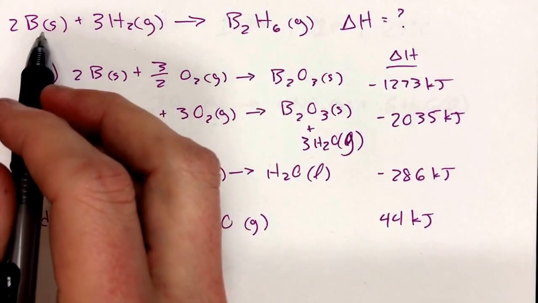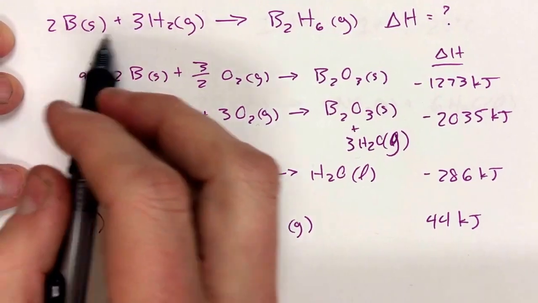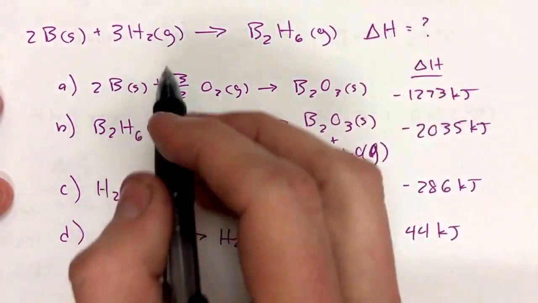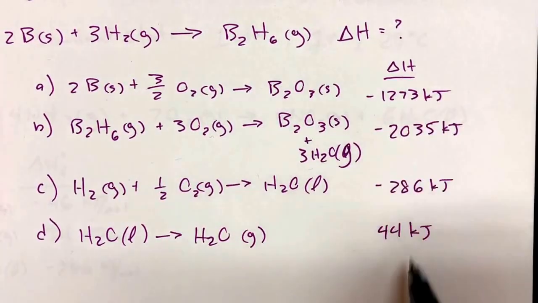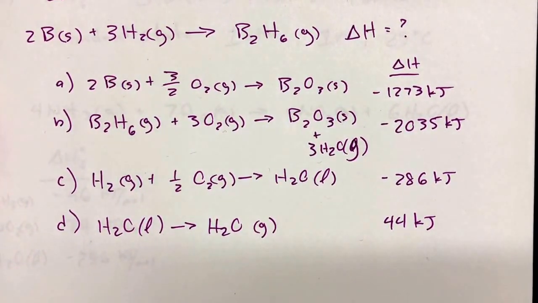So if we want to find the delta H for 2B solid plus 3H2 gas reacts to form B2H6 gas, what is the delta H? Using these four reactions, we can manipulate these reactions and subsequently manipulate their delta H's in order to find the delta H for that reaction that we don't know.